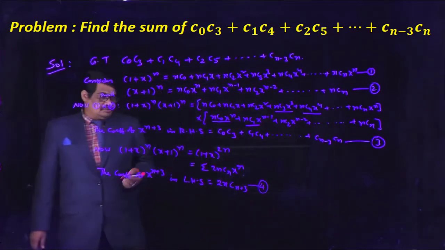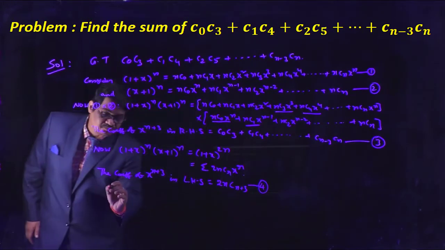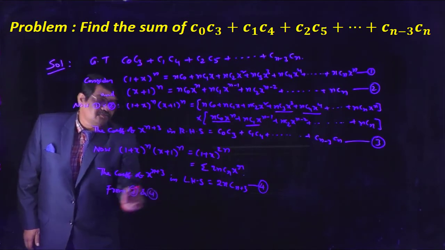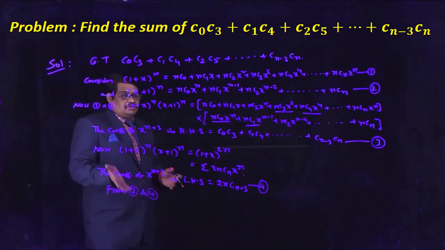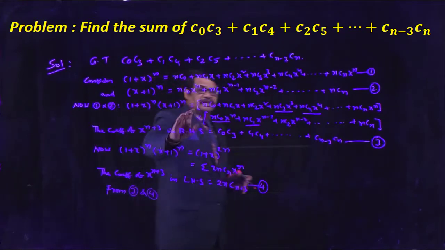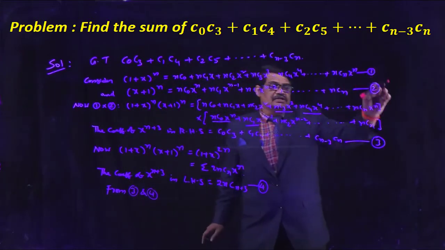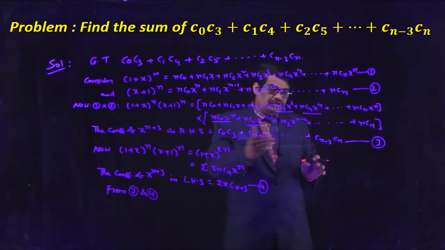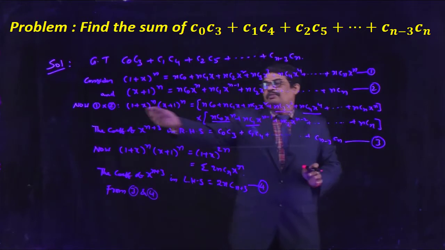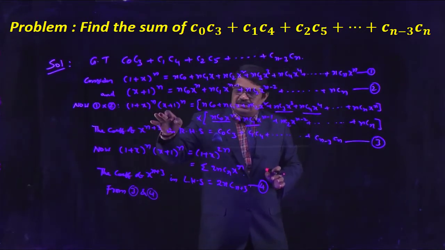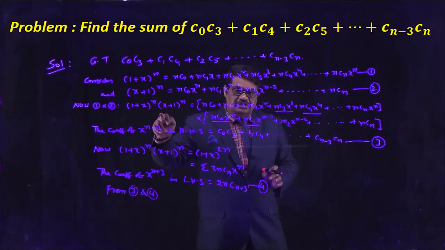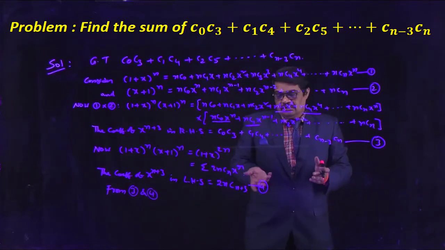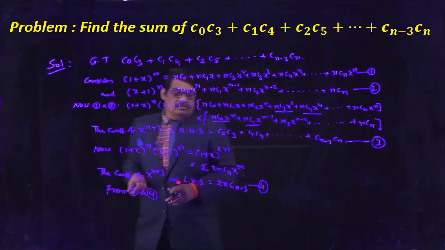From 3 and 4. Now what is 3? In the product of equations 1 and 2, on the RHS, the coefficient of x power n plus 3. What is equation 4? In the product of 1 and 2, in the LHS, the coefficient of x to the power of n plus 3. Now LHS and RHS same term coefficients are equal. Now we are equating 3 and 4, and we get the result.